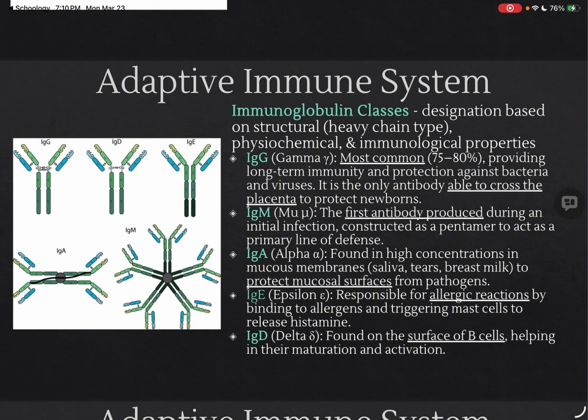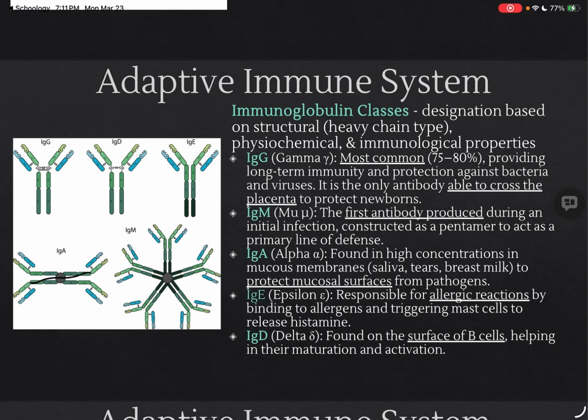We also have IgA, or alpha, which is found in high concentrations in mucous membranes, so saliva, tears, breast milk, and it's the protection of the mucous surfaces from pathogens. So this is important, especially for moms with their newborns, so that they can pass on these immunoglobulins, which is why breastfeeding is so important, especially for newborns.